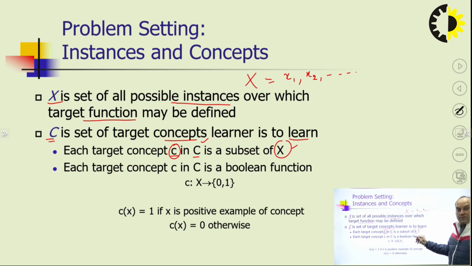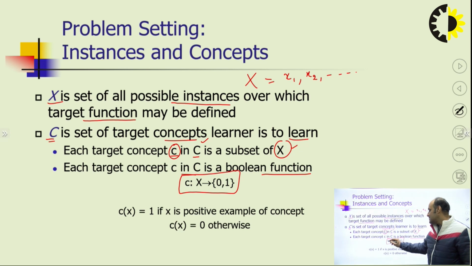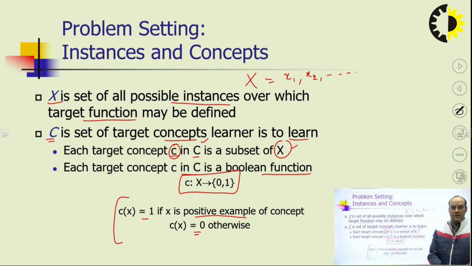X means the number of instances that are coming from here. Each target concept c in C is a Boolean function. For simplicity, I have considered this Boolean function, so we can define this concept as c: X tends to 0 or 1. So c(x) is equal to 1 if x is a positive example, yes or true. Otherwise, if x is a negative example, then it will contain 0. This is a Boolean valued function: if it contains a positive example, we assign 1, otherwise we assign 0.